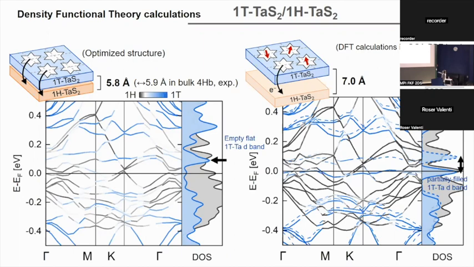And that's what you observe here at, for instance, 7 angstroms. What I'm showing here are spin polarized calculations, just to give the feeling. You start to have your d electrons of the tantalum of this layer at the Fermi level. So we start now to have a flat band at the Fermi level. And of course, we also have hybridization between the 1T and the 1H. And this is the situation we want to understand.